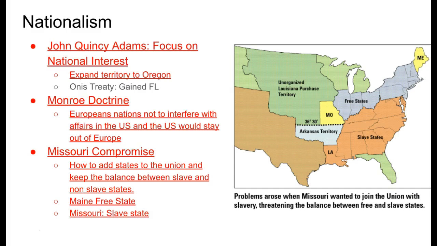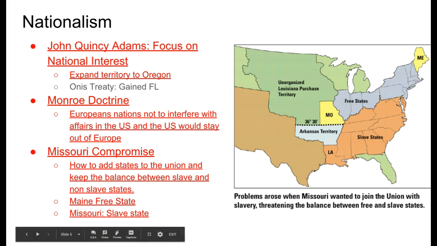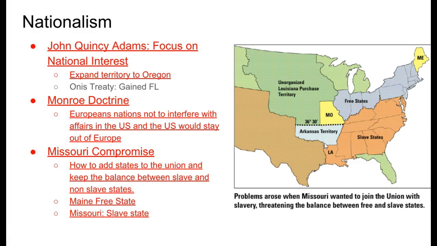One issue that arose during this time period, and again kind of shows the contrast between the North and the South, was how to add states to the Union and keep the balance between slave states and non-slave states. So Missouri wanted to be added to the Union, but wanted to be added as a slave state. I shouldn't say nobody, the North didn't want to add Missouri to the Union as a slave state because of the fact that then that would throw off the balance between slave and non-slave.